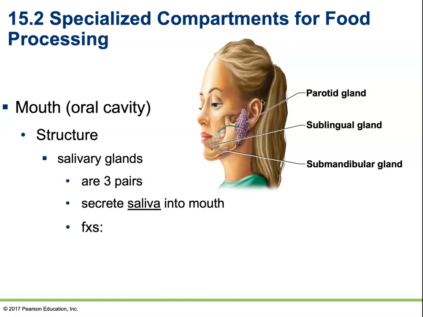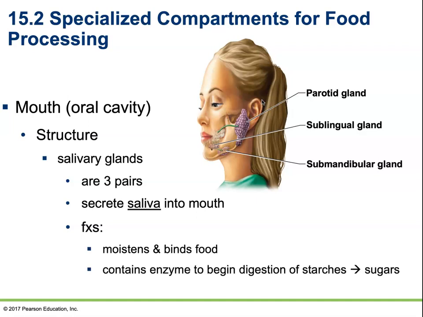The water is going to moisten food, mucus binds to food, and the enzyme found in saliva, salivary amylase, begins the chemical digestion of starch down into sugars. Little home experiment that you can try.